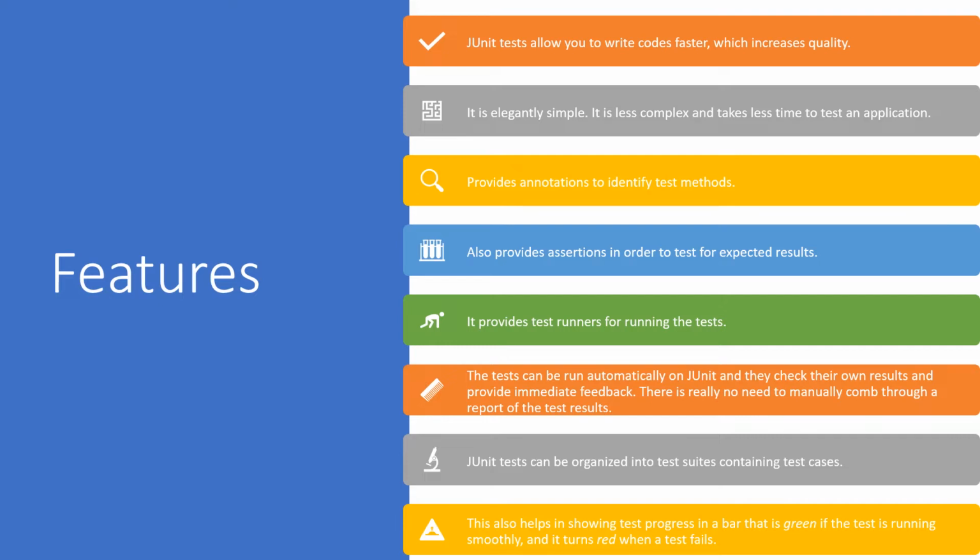The tests can be run automatically on JUnit and they check their own results and provide immediate feedback. There is really no need to manually comb through a report of the test results. JUnit tests can be organized into test suites containing test cases. This also helps in showing test progress in a bar that is green if the test is running smoothly and it turns red when a test fails.